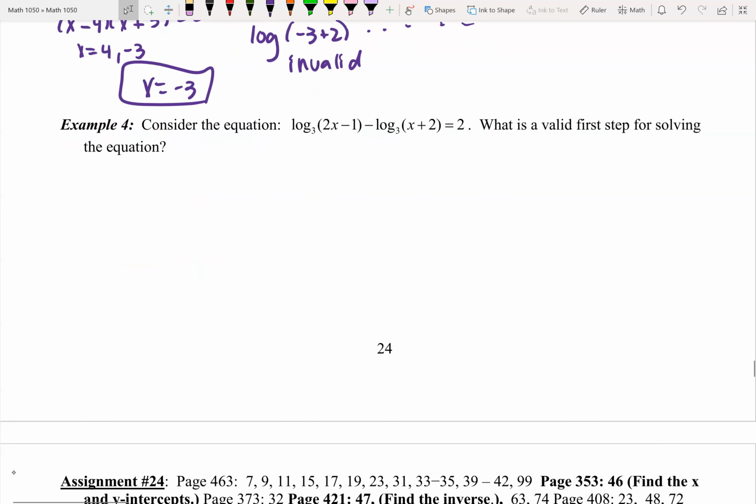Look at example 4. What is the correct first step? You guys tell me. What do you do? Condense. So this is log base 3 of (2x minus 1) over (x plus 2) equals 2. Don't write the log twice, it's just once, okay?